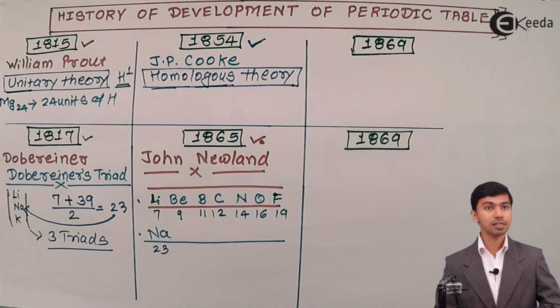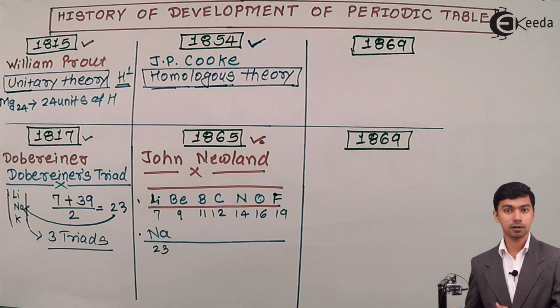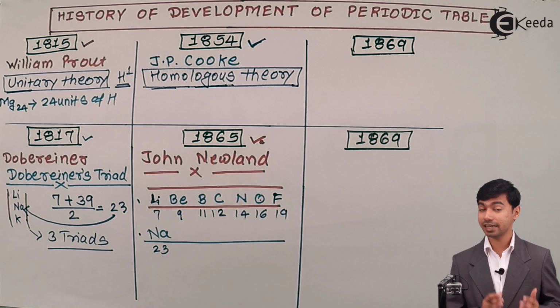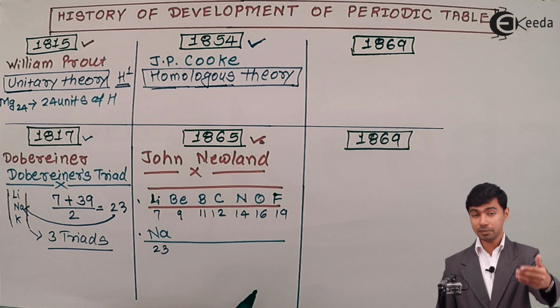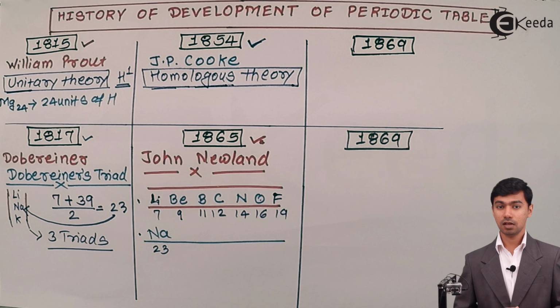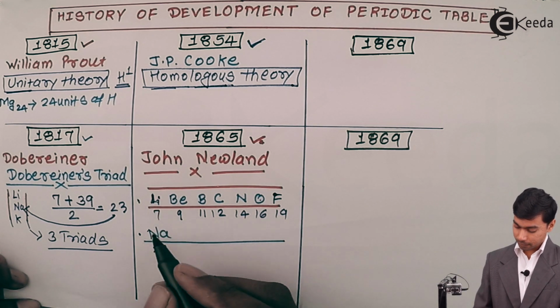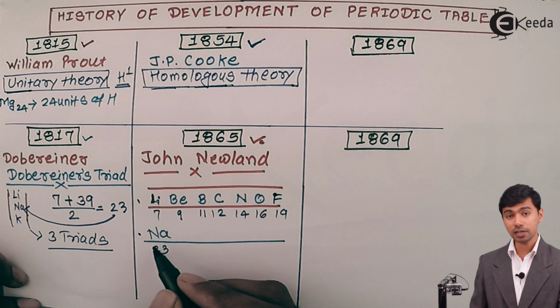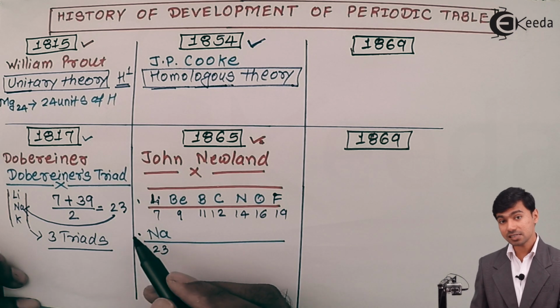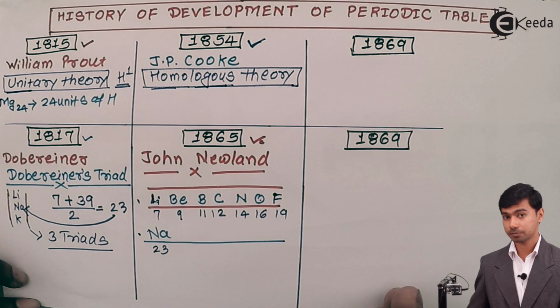In case of musical octaves also, there is sa, re, ga, ma, pa, dha, ni, and the eighth one is again sa. That means the first element and the last element have some kind of similar notes. The same thing was happening here. The first element, that is lithium, has similar properties to sodium, whenever the atomic masses increase in a regular fashion.